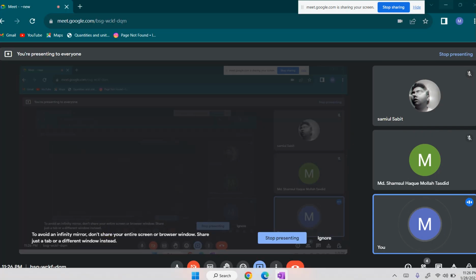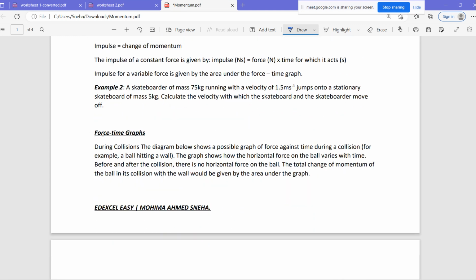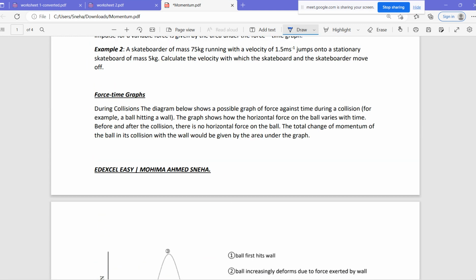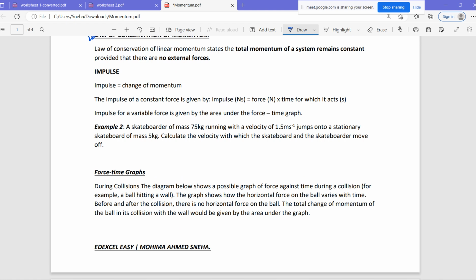So let me just move to the file again. This is a force time graph, but before that we will try to solve example 2. Can you both try to solve example 2 and give me a solution in our messenger? Please try to solve example 2, and if you can't solve it, then I'll show the entire thing. Okay. Right now? Yeah, right now. You have to solve it, click a picture of it and send it to me in my messenger.